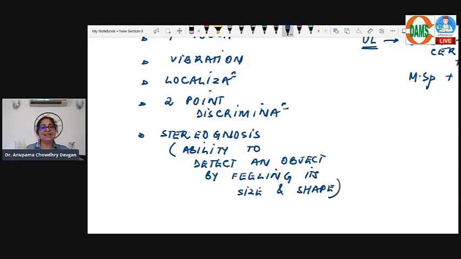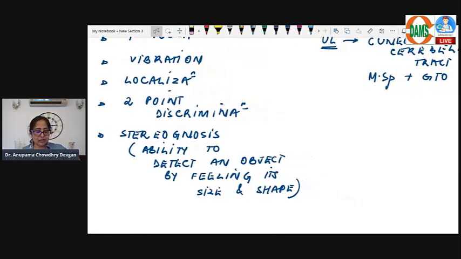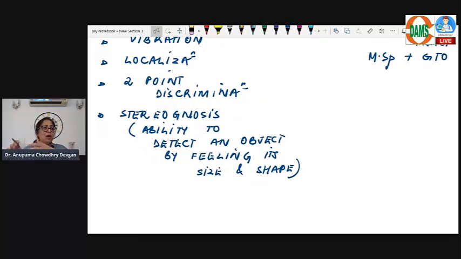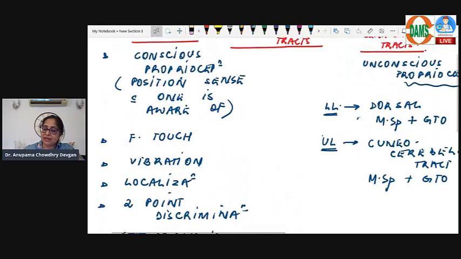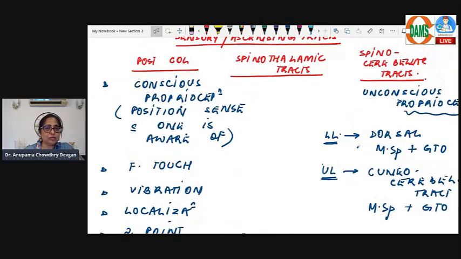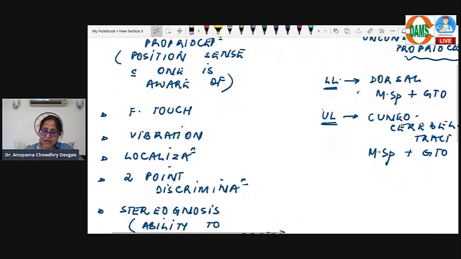In sensory system examination, you asked him to close his eyes, and you placed something in his hand, and you said, "Tell me, what is it?" And then he feels for it, and he says, "This is a pen." Have you understood? So that is stereognosis, ability to detect an object by feeling its size and shape. So this is as far as the posterior column is concerned. We've done spinocerebellar, which is unconscious proprioception. Posterior column is conscious proprioception, fine touch, vibration, localization, 2-point discrimination, and stereognosis.